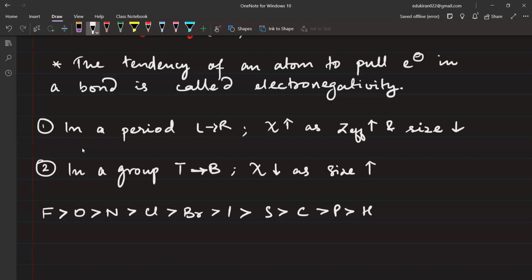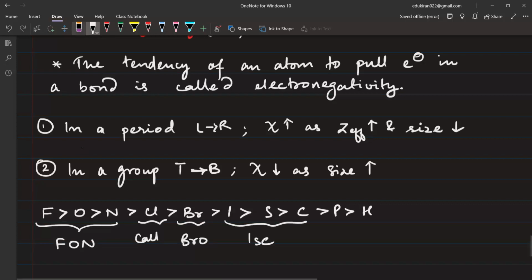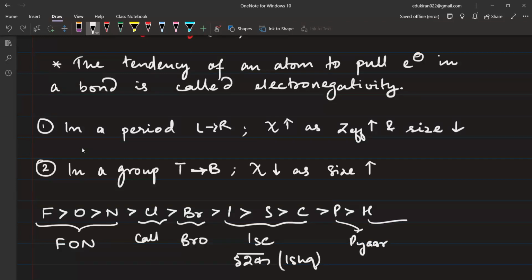There is a trick to remember this. Remember this part with phone, F-O-N, as it is phone. Cl can be call, phone call bro. And I-S-C, you can pronounce this as ISK, like the Hindi word ishq. P, you can write pyar. Ishq kya hai? Ishq pyar. Phone call bro, ishq pyar.